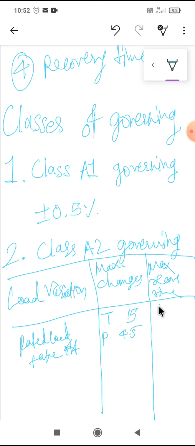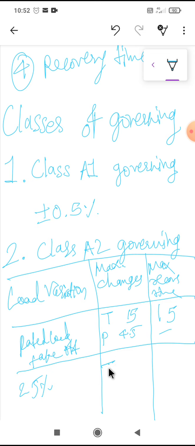So suppose it is in seconds, so it is 15 seconds here for transient, and for permanent there will be no time limit. Then on a change of load, both on and off, by all steps of 25% of the rated load. So 25 percent of the rated load in both directions, while putting on load and while taking off the load.